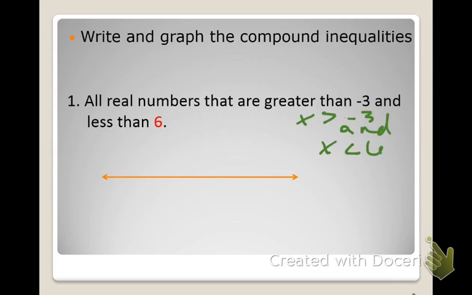But what we know is that also what we're talking about are the solutions between -3 and 6. And so you could write it like this, right? Where x is between -3 and 6. I think that even makes it a little bit easier to graph.